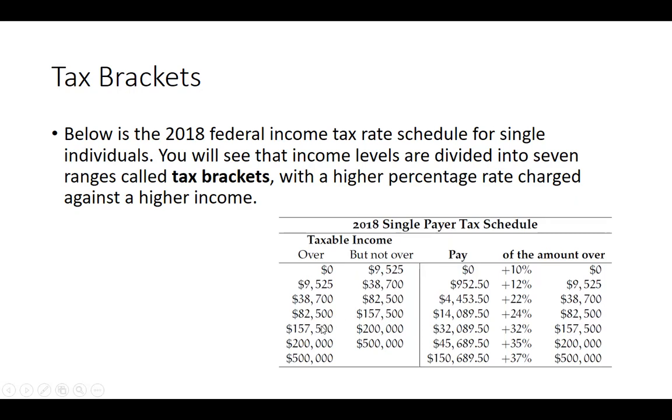Let's say you were in the 82,500 to 157,500 tax bracket, or the 24% tax bracket. Well, you're only paying 24% on the amount over 82,500. You're still paying 22% of the stuff that's in the 22% bracket, 12% on the stuff that's in the 12% bracket, and 10% of the stuff that's in the 10% bracket. So this table simplifies that calculation, but you're never paying 24% on everything.